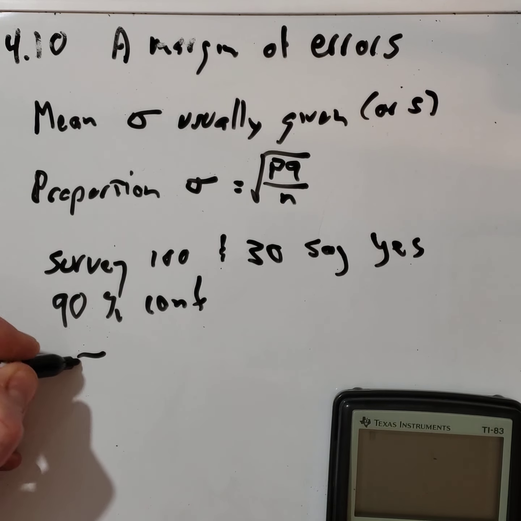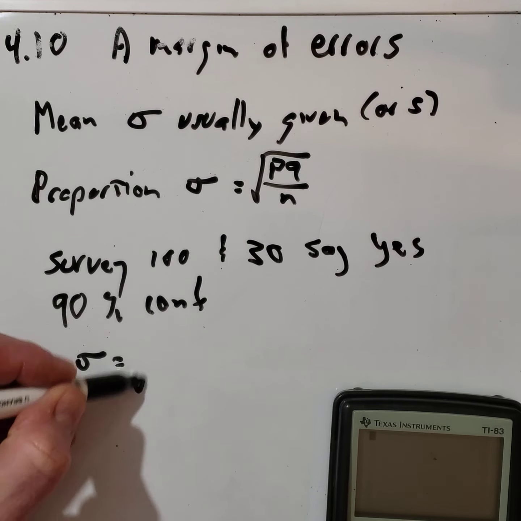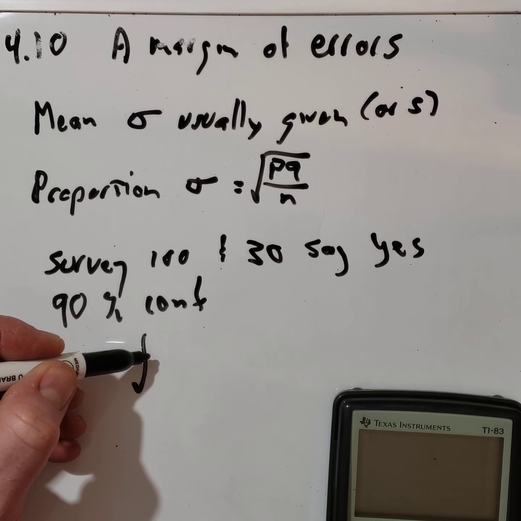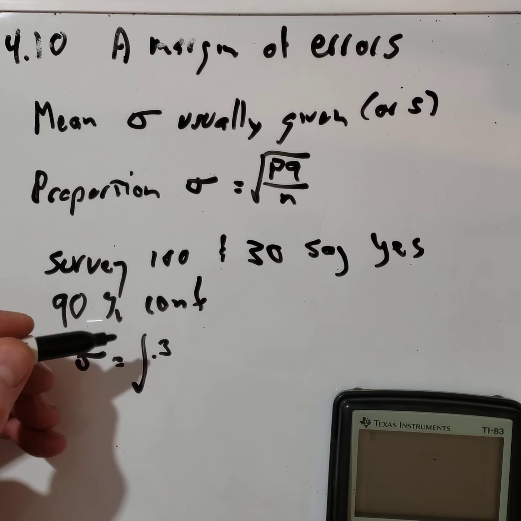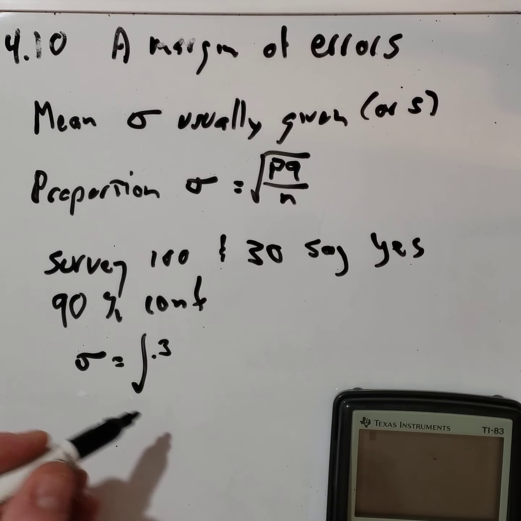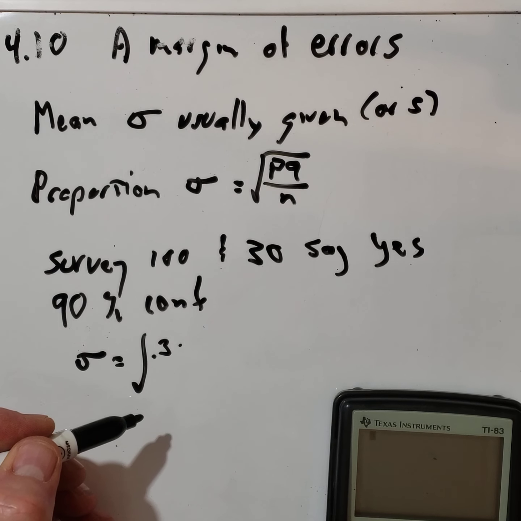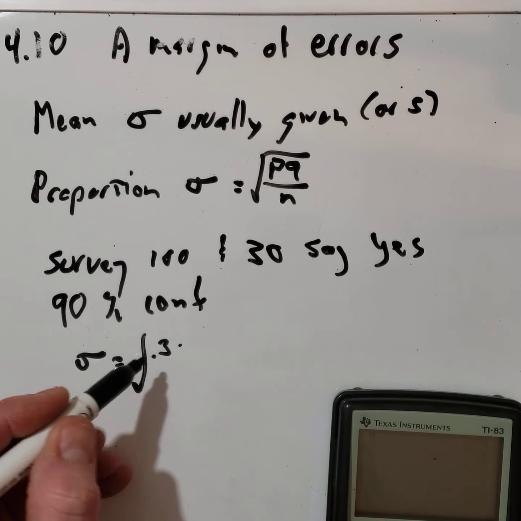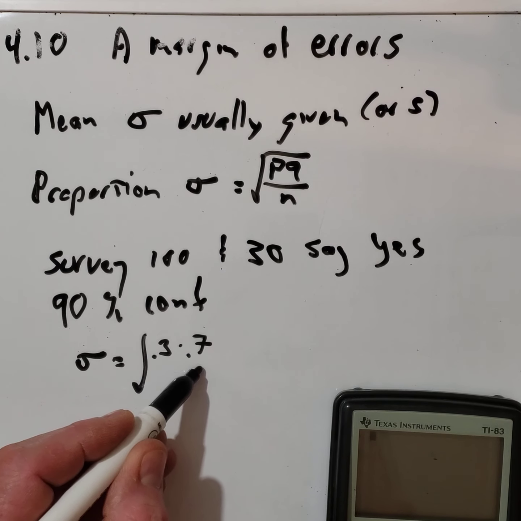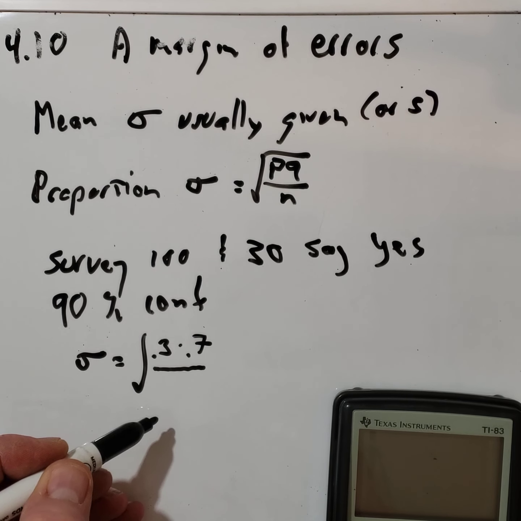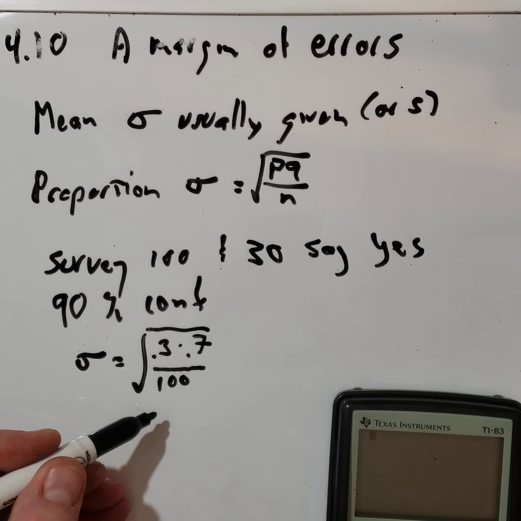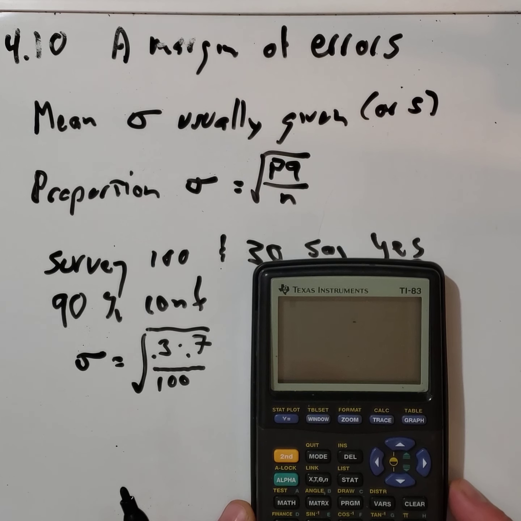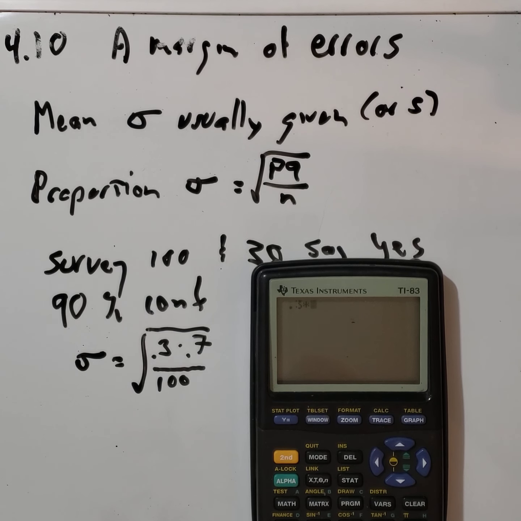To calculate our standard deviation, we take the square root of the proportion that we count as successes. That's going to be our 30 out of 100, or 0.3. Right? It's always going to be a decimal between 0 and 1. And we're going to multiply it by the proportion of failures, which is always just going to be 1 minus that. So 0.7. And then we're going to divide by the number of people in the survey itself. Okay? That divided by the square root of n is the same as it was before when we're dealing with means. So here we would do 0.3 times 0.7 divided by 100.